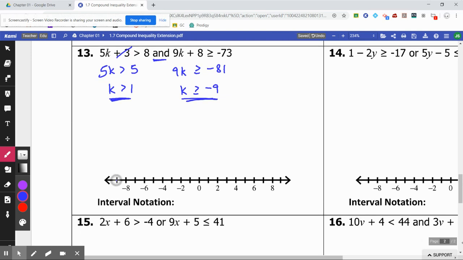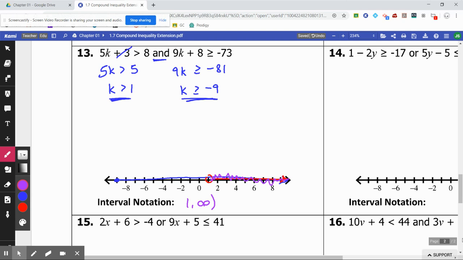Which numbers are both bigger than 1 and bigger than negative 9? Let's take a look at it. Here's all the numbers that are bigger than negative 9. But your values also have to be bigger than 1. So greater than 1 would be these values. So which numbers are both bigger than negative 9 and also bigger than 1? That would be these values. So that'd be all the values from 1 to infinity.